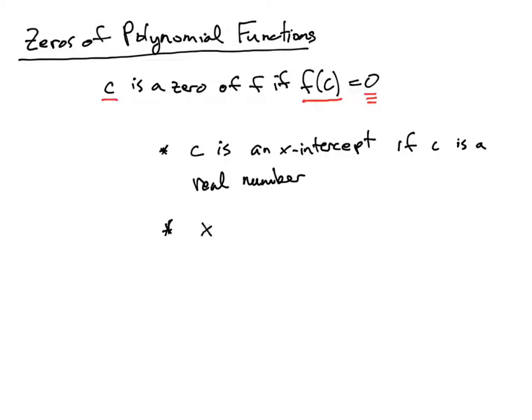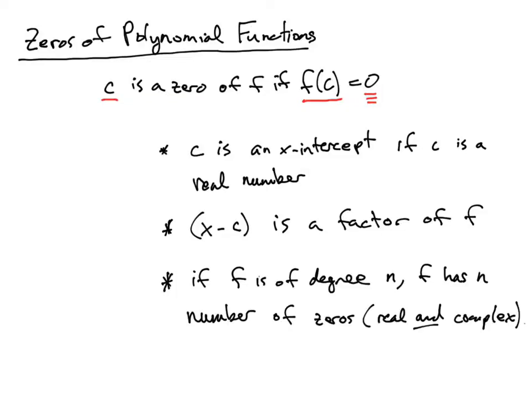Secondly, x minus c is a factor of the function, right? And we saw that in the last video. If a value is a 0, that means we can write that value as a factor. And then lastly, if f is of degree n, f has n zeros, so real and complex zeros. So whatever the degree, that tells us how many zeros there are.